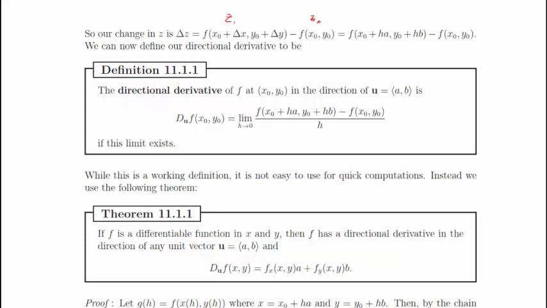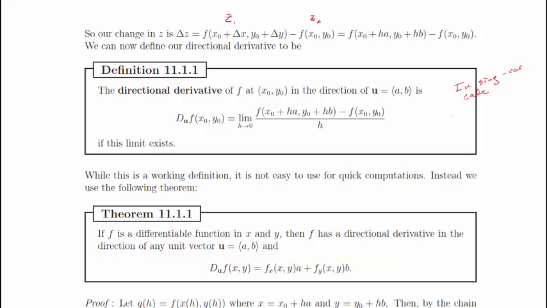this definition, 11.1.1: the directional derivative of f at x naught y naught in the direction of the vector u equals a comma b is d sub vector u of f of x naught comma y naught equals the limit as h goes to 0 of f of x naught plus ha comma y naught plus hb minus f of x naught y naught, all over h, if this limit exists. So this is essentially going back to how we define derivatives initially in single variable calculus.